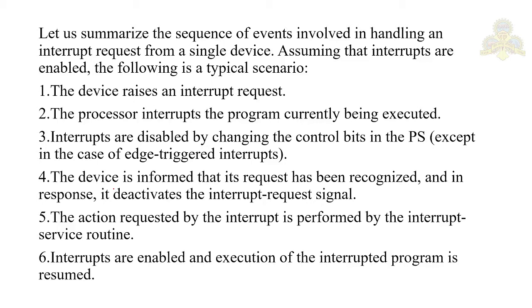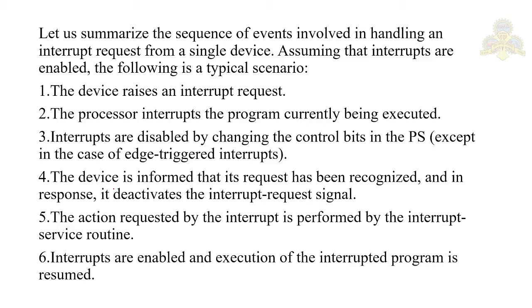The second option, which is suitable for a simple processor with only one interrupt request line, is to have the processor automatically disable the interrupt before starting the execution of the interrupt service routine. The last option is that the processor has a special interrupt request line for which the interrupt handling circuit responds only to the leading edge of the signal.